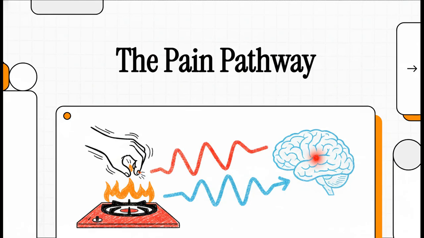Have you ever touched something hot and yanked your hand back before you even really registered the burn? What is going on in that split second? Well, today we're going to trace that exact journey. We're going to follow a pain signal from the tip of your finger all the way up to your brain and see what happens next.